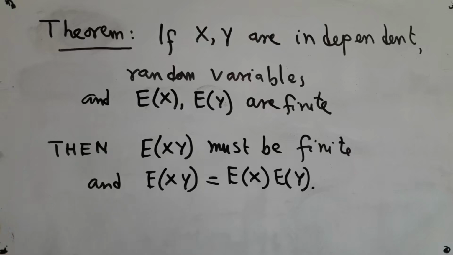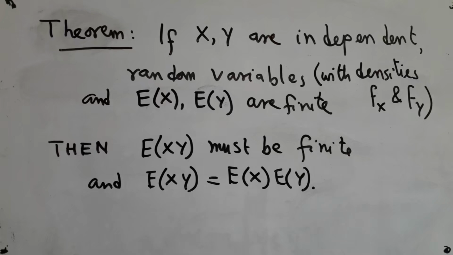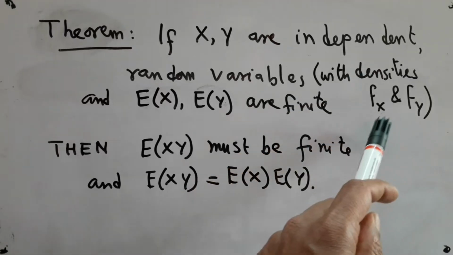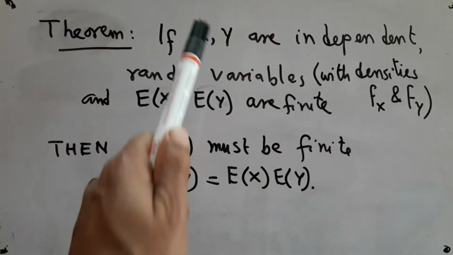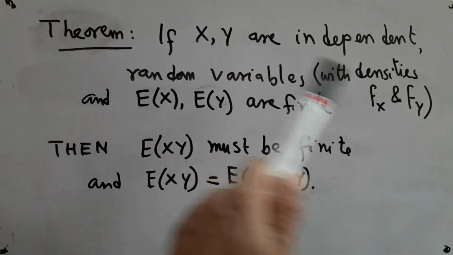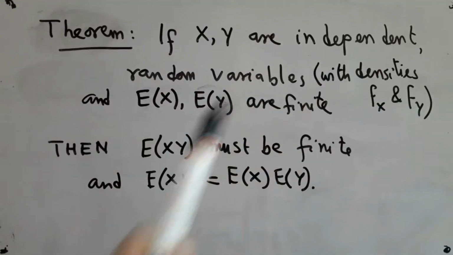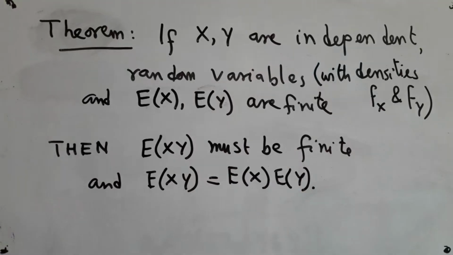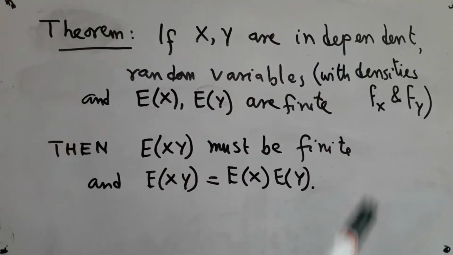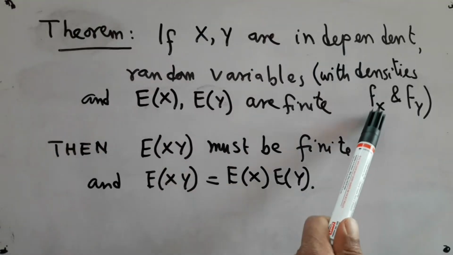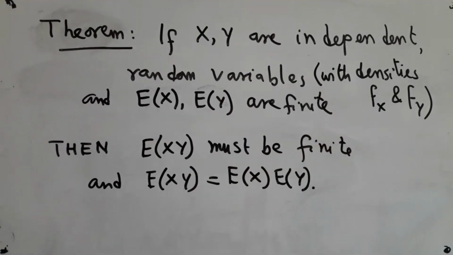Now this result is actually general, but we shall prove it only for random variables that have densities. So we shall assume in our proof that they have got densities fX and fY. So fX is the density of X and fY is the density of Y. Because I have assumed independence, I also have joint density of XY, which will be this times that.